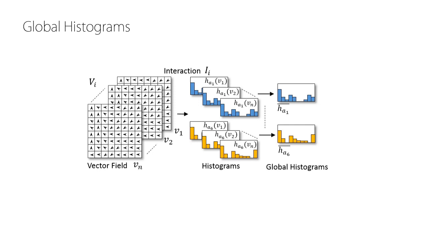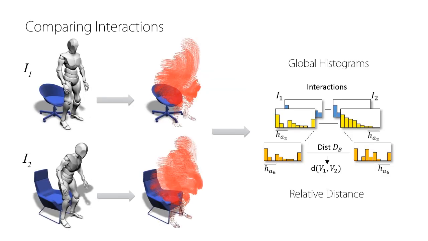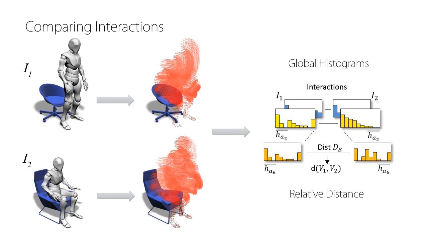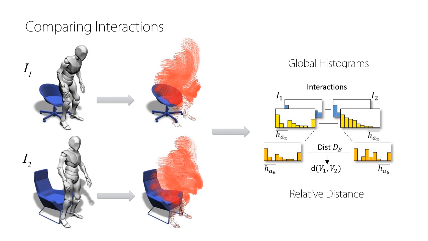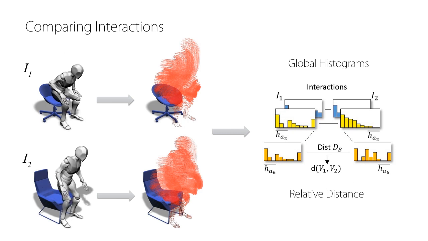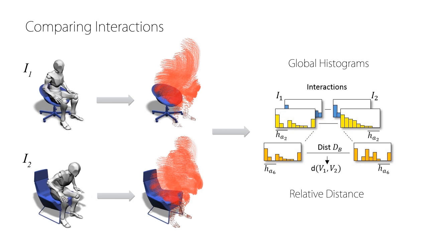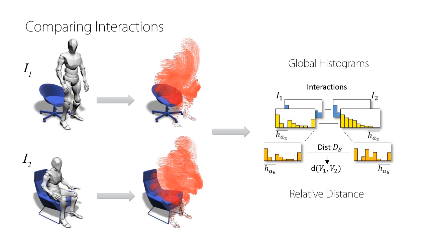To facilitate the comparison of two interactions represented by two sets of vector fields and their corresponding histograms, we compute a global histogram for each attribute and over all vector fields. We define our interaction descriptor as a set of these global histograms encoding the motion patterns of a motion driver performing an interaction on a motion receiver. To compare two interactions, we compute the relative distance between two sets of these histograms.